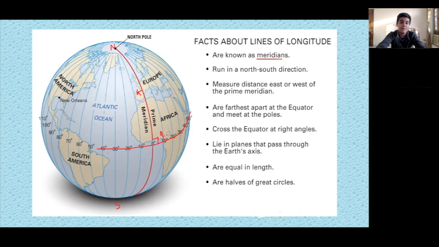They lie in the planes that pass through the Earth's axis. So Earth's axis is almost like this, and they are almost in accordance with the measure of the Earth's axis. They are equal in length. So all the longitudes are equal in length. They are halves of great circles. So that means if this is a circle, then this area is that longitude, a meridian of longitude.